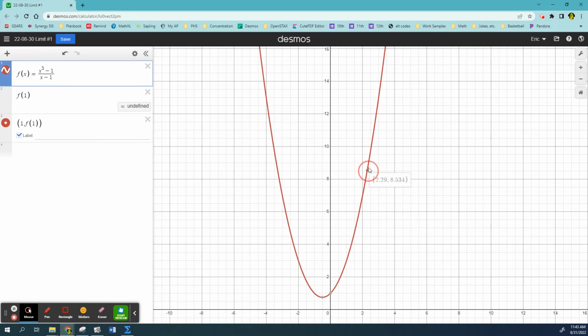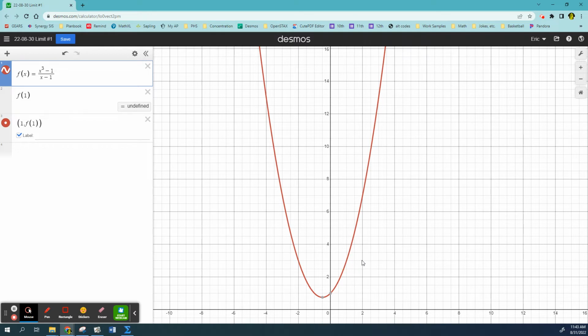If I trace along this graph, watch what happens when I get up to, oops, got to go down. Right there, look, it says undefined. And look what happens on Desmos. I get this open circle there, whereas if I move up to the right or down to the left, it's a solid point. When I go right to 1, oh, there it is. It's an open point called a hole in the function, and it's undefined. Okay, so properly to graph this thing, that's what it would look like.